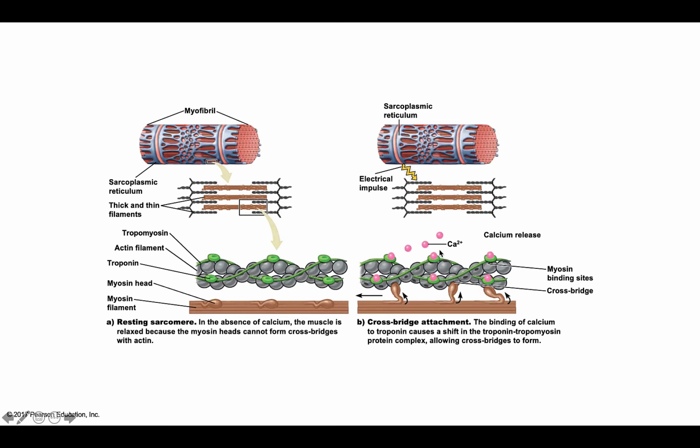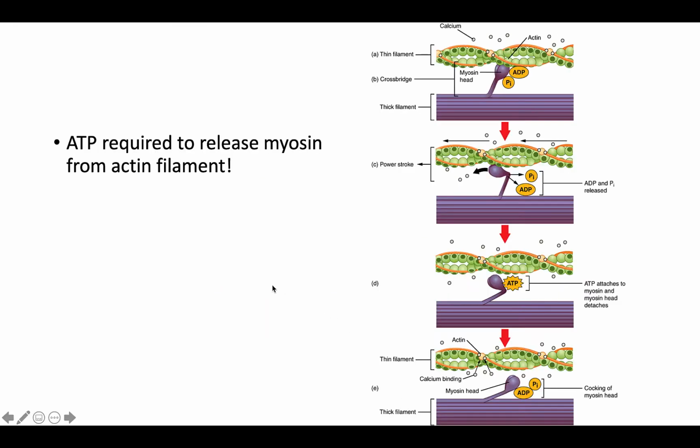So just understand that. There's an electrical impulse. It allows calcium to flood in. The calcium changes the shape of the troponin-tropomyosin blockade, and then it allows actin and myosin to react. And that reaction of actin and myosin creates the sliding filament, and that is the contraction. And then ATP is required to release myosin from the actin filament.